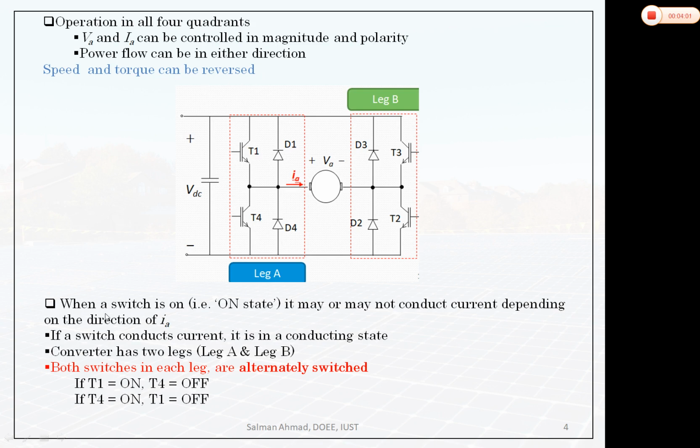One important thing is that if one switch is on in one leg, the other switch must not be on at the same time, otherwise there will be a direct short circuit across the supply. You have to avoid that, so make sure that T1 and T4 work in complementary mode. Similarly, T3 and T2 work in complementary mode. Also, if one transistor is on, it is not necessary that it will take the current; the current may be taken by the diodes as well. We will see that in the next slide.